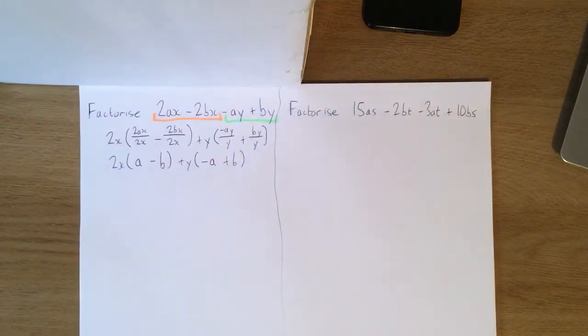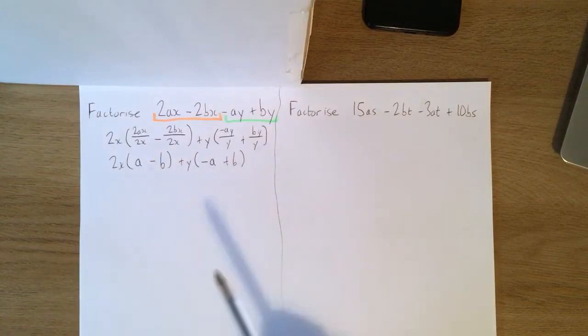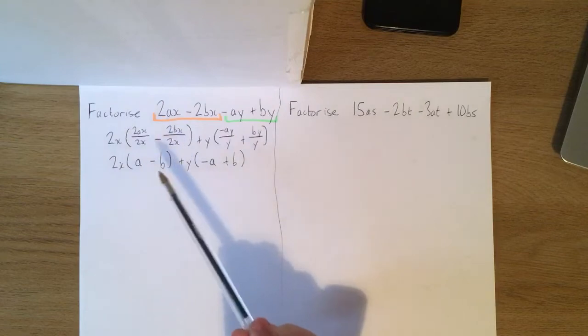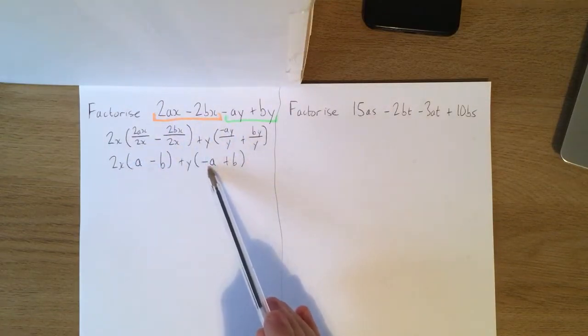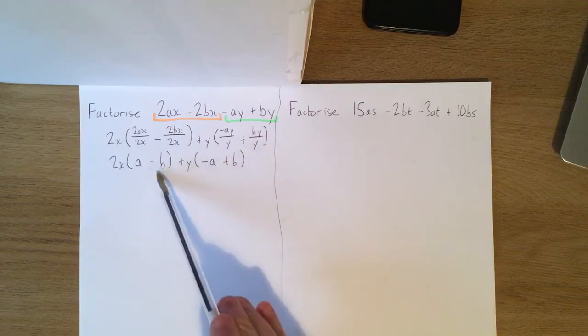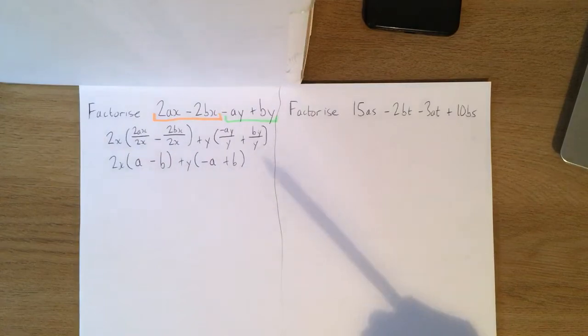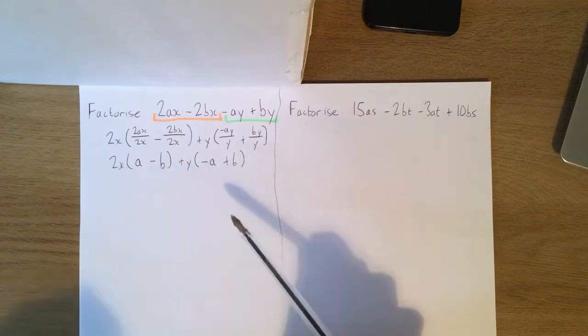Now, I've said before, our check here is that you've got the same thing in both brackets. Do I have the same thing in both brackets? Almost, but not quite. Plus a there, minus a there. So that is different. Minus b there, plus b there. Again, that is different. Now, I'm not too far off. I've got the correct letters. It's just the signs are wrong.